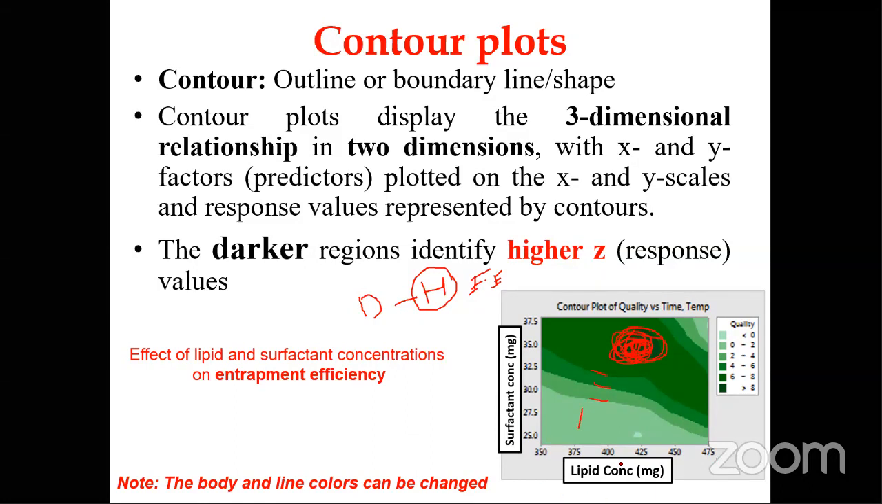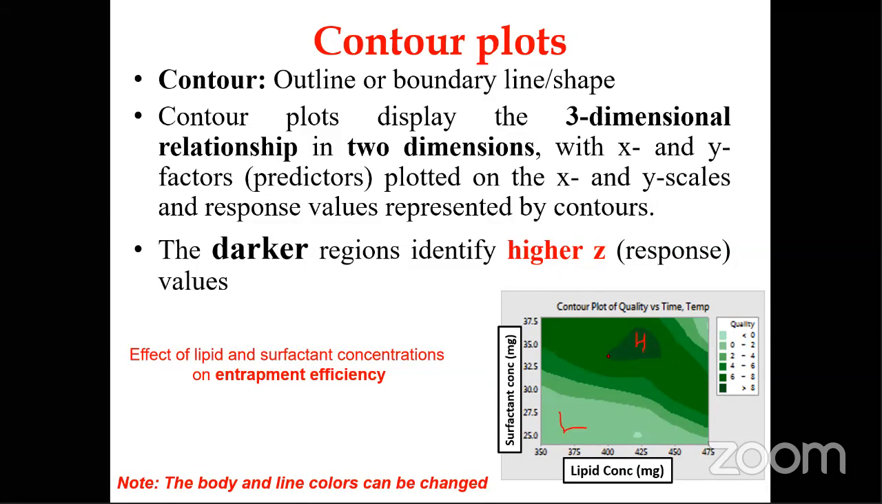This is the minus level of lipid, 350 mg. This is the plus level of the lipid, 475 mg. This is the minus level of surfactant. This is the plus level of surfactant. If you interpret it, just extrapolate the lines: at 35 mg of surfactant and 425 mg of lipid, I can have the highest entrapment efficiency. Whereas at 25 mg of surfactant and 350 mg of lipid, I have the least entrapment efficiency. So basically the meaning of contour plots is that you can see higher responses and lower responses. That is the only thing.